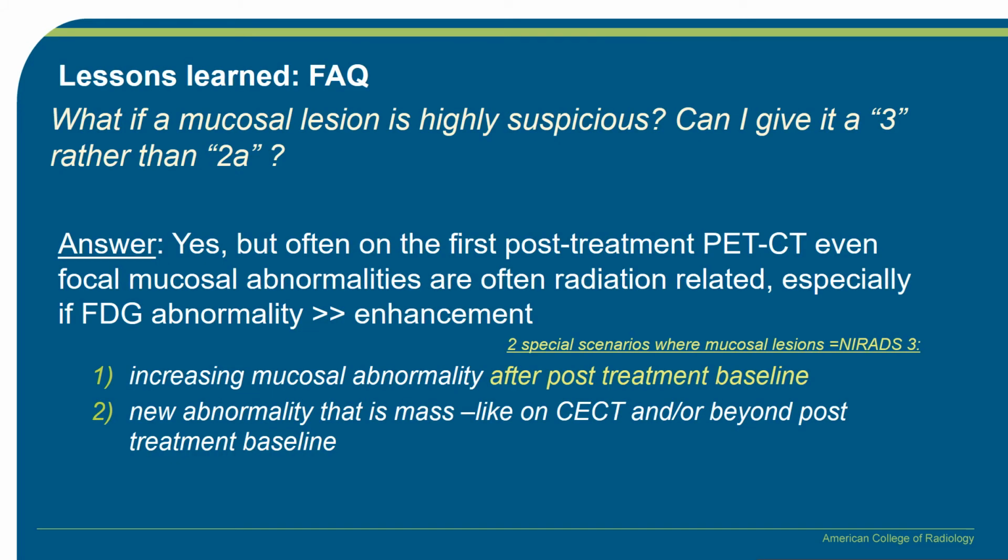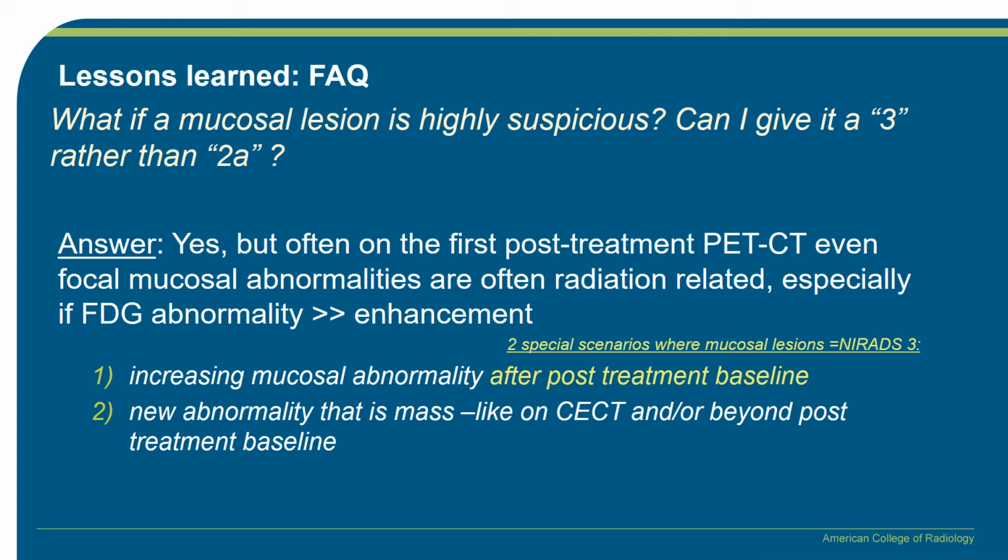But this leads us to the frequently asked question: what if a mucosal lesion is highly suspicious? Can I give it a 3 rather than a 2A? Yes. But often on the first post-treatment PET-CT, even focal mucosal abnormalities are often radiation related, especially if the FDG abnormality is a lot greater than the enhancement. But there are 2 special scenarios where mucosal lesions can rise to high suspicion.